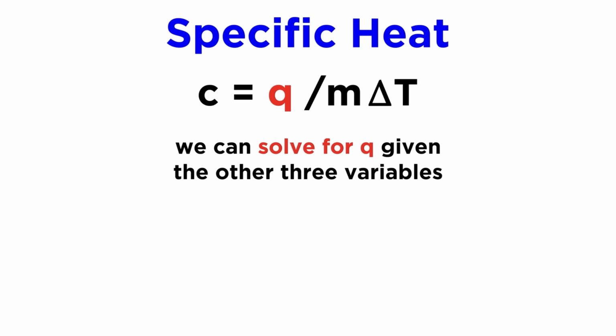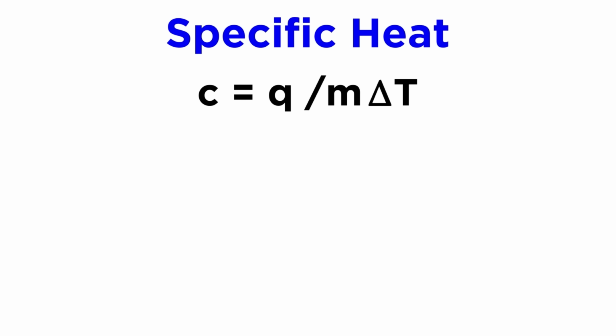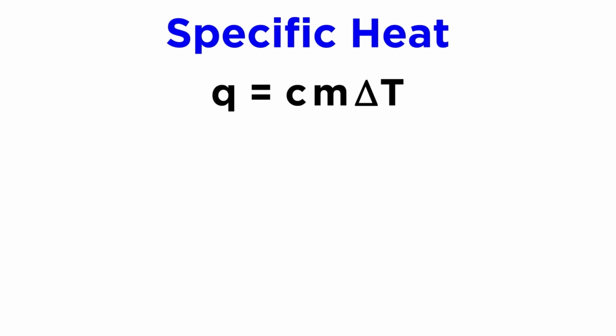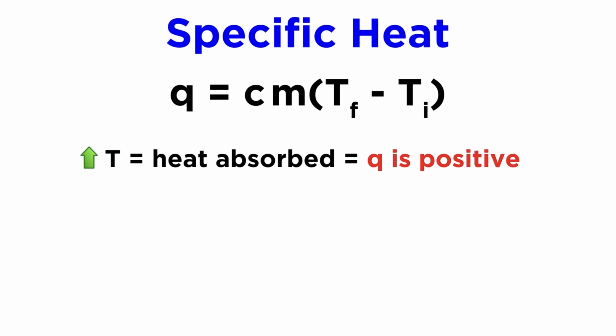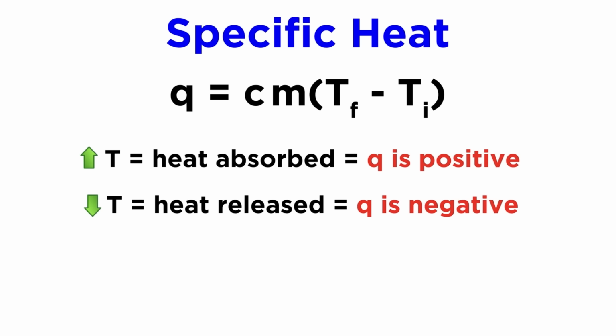If we know the specific heat of a material, we can calculate the amount of heat exchanged during a process by measuring the mass and temperature change during the process. This requires a simple rearrangement of the original equation to give heat exchanged equaling the specific heat times mass times the change in temperature, or the final temperature minus the initial temperature. This is the version of the equation we will most frequently be using. If the temperature goes up, it will have absorbed heat, and Q should be positive. If the temperature goes down, it will have released heat, and Q should be negative.